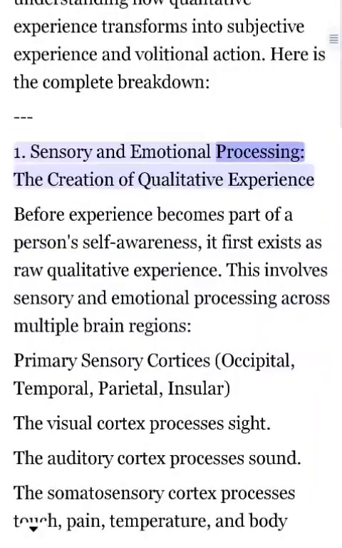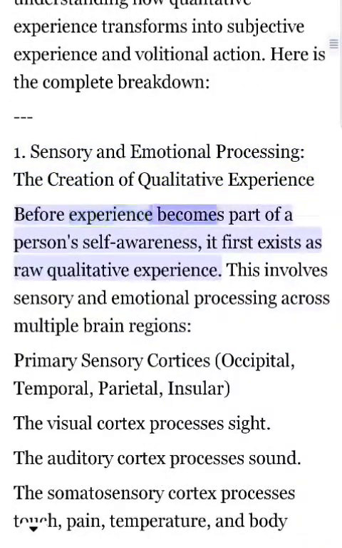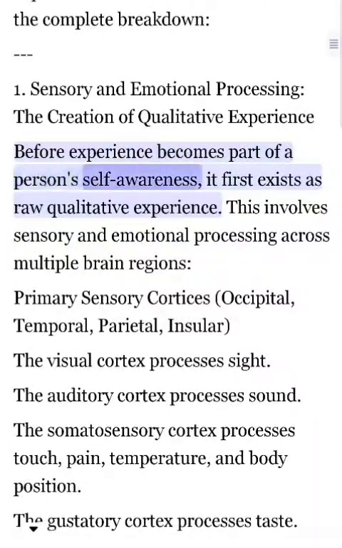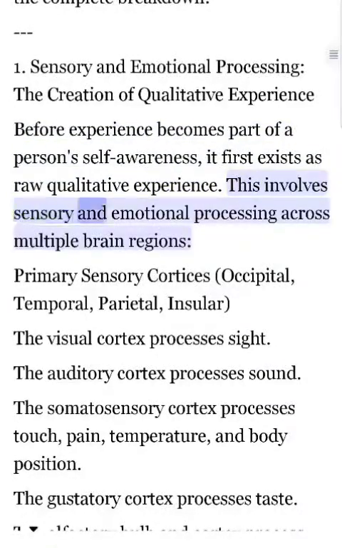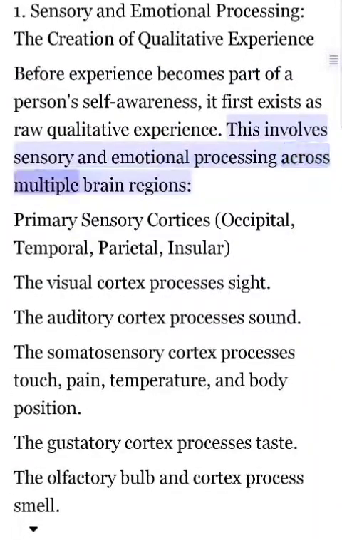1. Sensory and emotional processing, the creation of qualitative experience. Before experience becomes part of a person's self-awareness, it first exists as raw qualitative experience. This involves sensory and emotional processing across multiple brain regions.